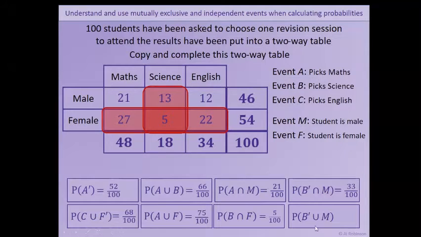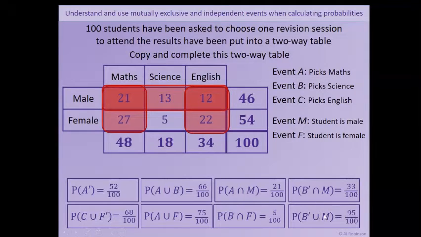Okay, next one. The complement of B, union M. So the complement of B: doesn't pick science, in other words, picks maths and English. Union is also a student who is also male. So basically all of the males, and also including those who don't pick science. Okay, so then you had 27, 21, 13, 12, and 22.